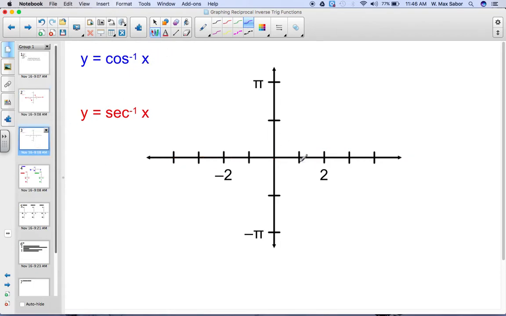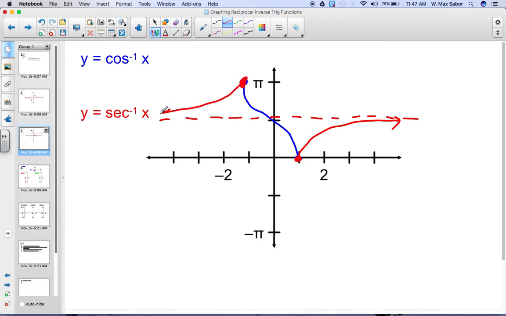Arccosecant is a descending function, and its range is between 0 and π. So arcsecant is also between 0 and π, except it has an asymptote at π/2. Just like cosecant, we have an asymptote at the middle and then boundary points at the top and bottom.